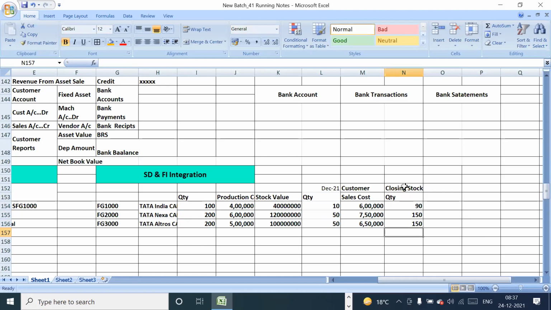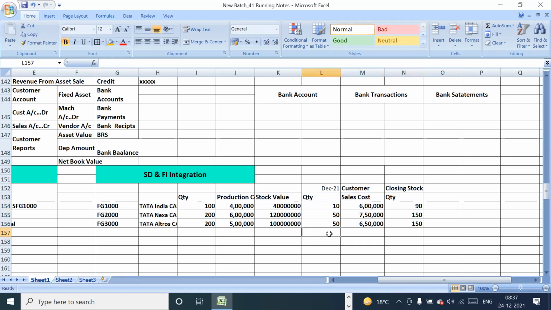This is called a stock report. This is the sales data. This is my production data: how many cars we manufactured, which model, how much quantity, what is the price of that car, and what is the overall stock value. Then how we are going to sell to the customer. Then at the end of the month, we can see the report. This is our sales cost.